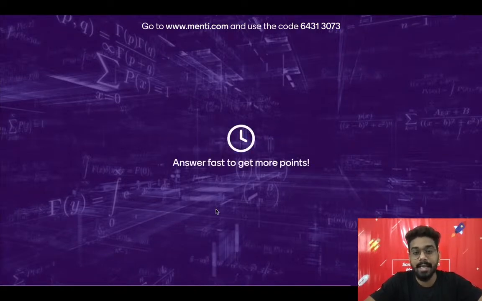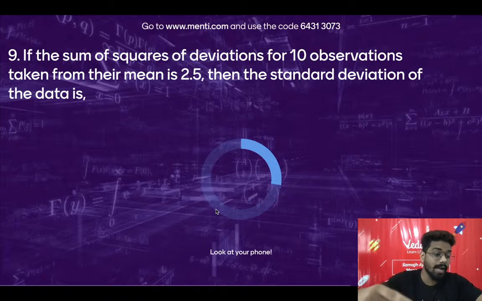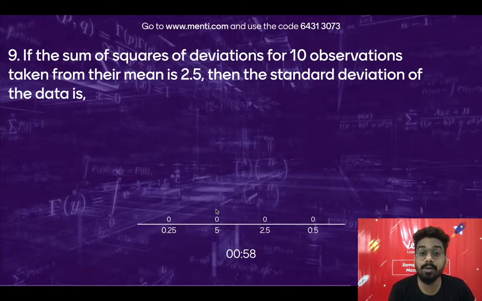Ninth question of the day, and this is based on this. Now if the sum of the squares of the deviations for 10 observations taken from their mean is 2.5, socho kya hai ye? This is the summation of squares of the deviations from 10 observations. What is the standard deviation? Standard deviation is the root of sum of squares of the deviations divided by total number of observations.